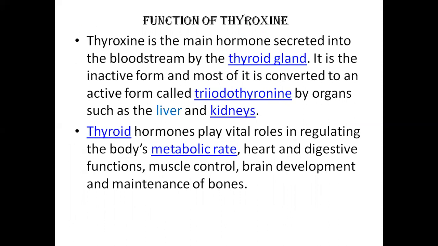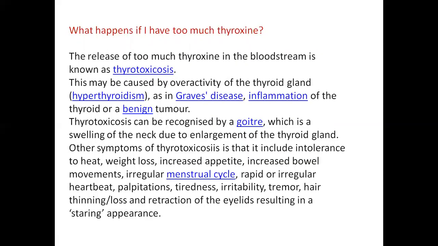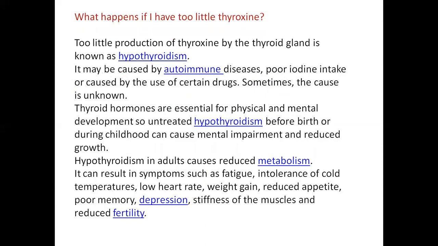There are two conditions referred to as hypothyroidism and hyperthyroidism. Hyperthyroidism is a condition where the concentration of thyroxine in the bloodstream is too high, and it results in the formation of a goiter. Hypothyroidism is a condition where the concentration of thyroxine in the bloodstream is too low, and it results in the reduction of metabolic activities and some other symptoms as mentioned in this slide.